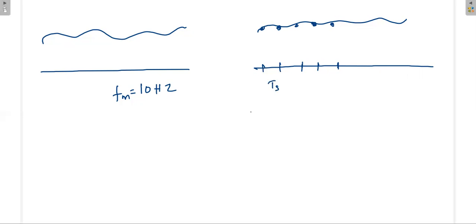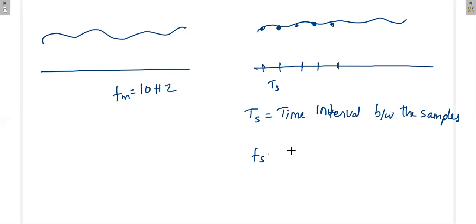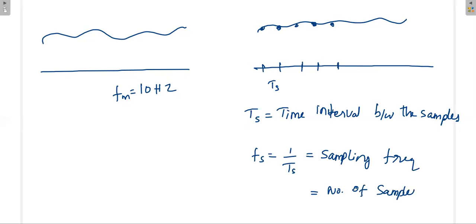Ts is the time interval between the samples. Again, we know that Fs is equal to 1 by Ts, that means the sampling frequency. The other name for sampling frequency is number of samples per second.